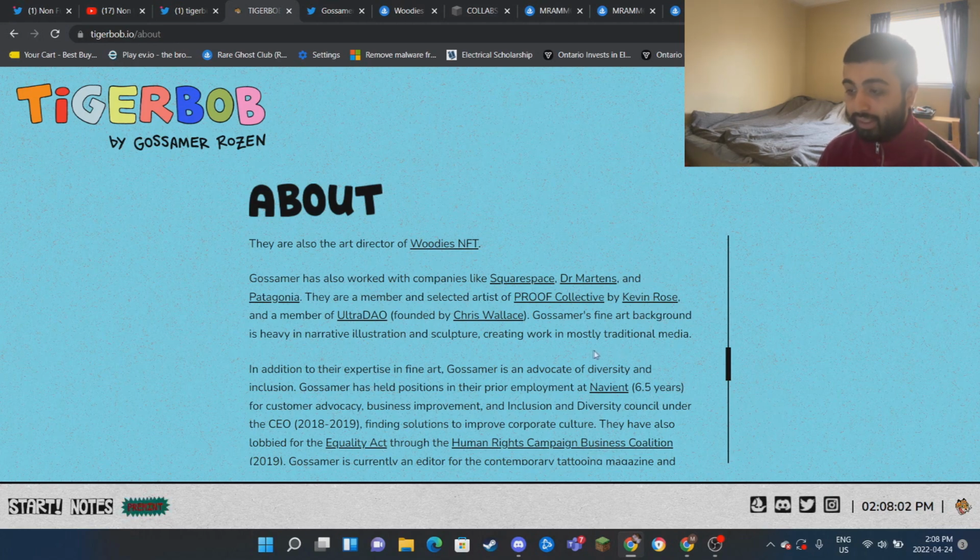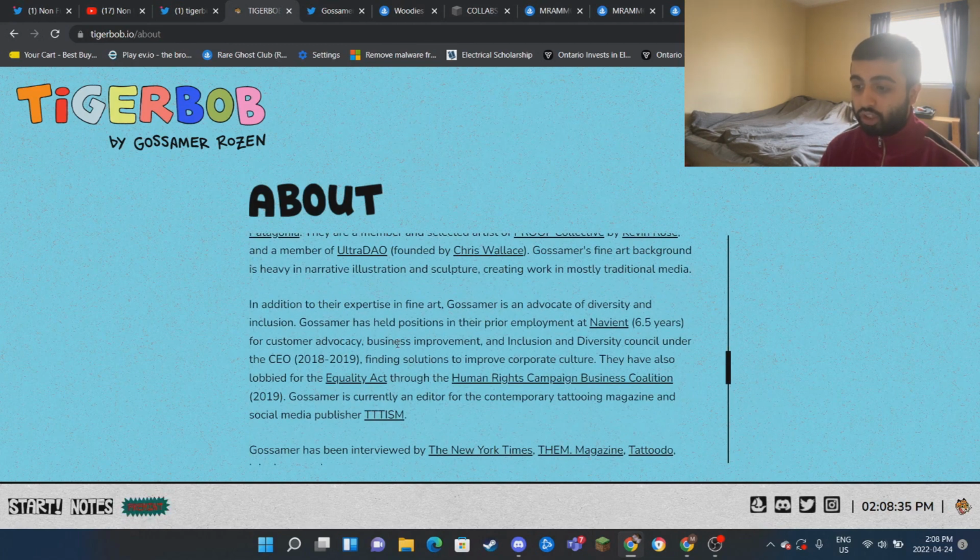They're also a member of the selected artists of Proof Collective by Kevin Rose and a member of UltraDAO. Considering how well Moonbirds and Proof Collective have done recently, it's pretty safe to assume that Proof Collective artists are very established as artists and in the NFT space. And considering how well that project did, this project will likely do well too. Gossamer's fine art background is heavy in narrative illustrations and sculptures, creating work in mostly traditional media, and it's all about advocacy for diversity and inclusion.